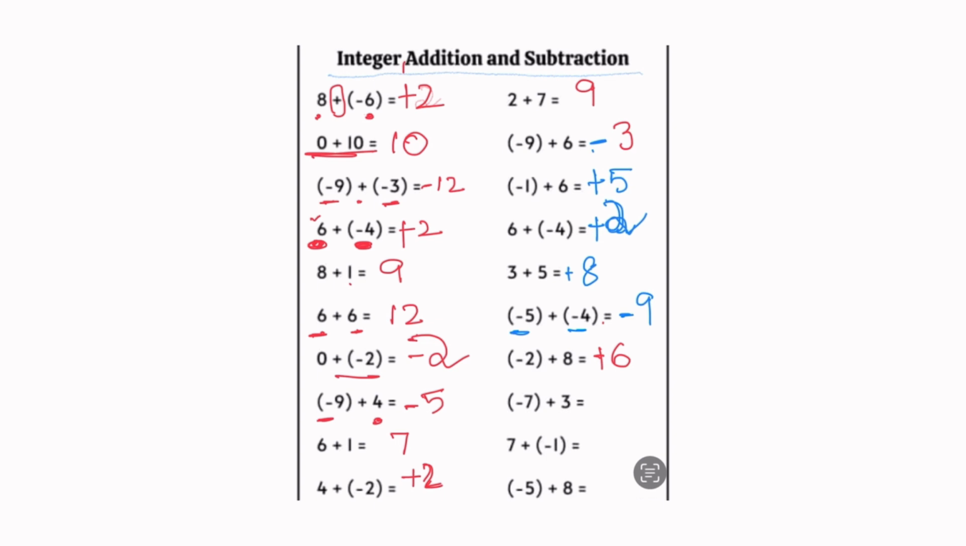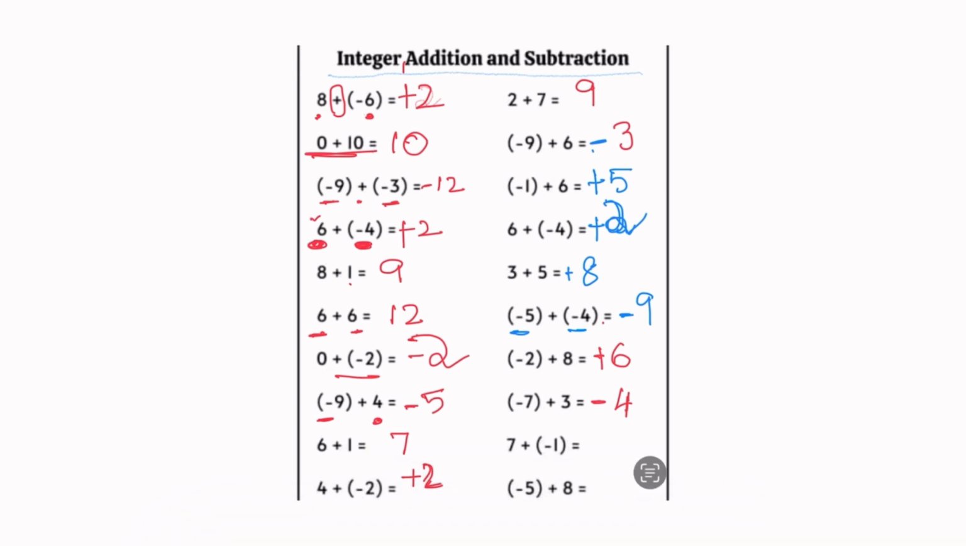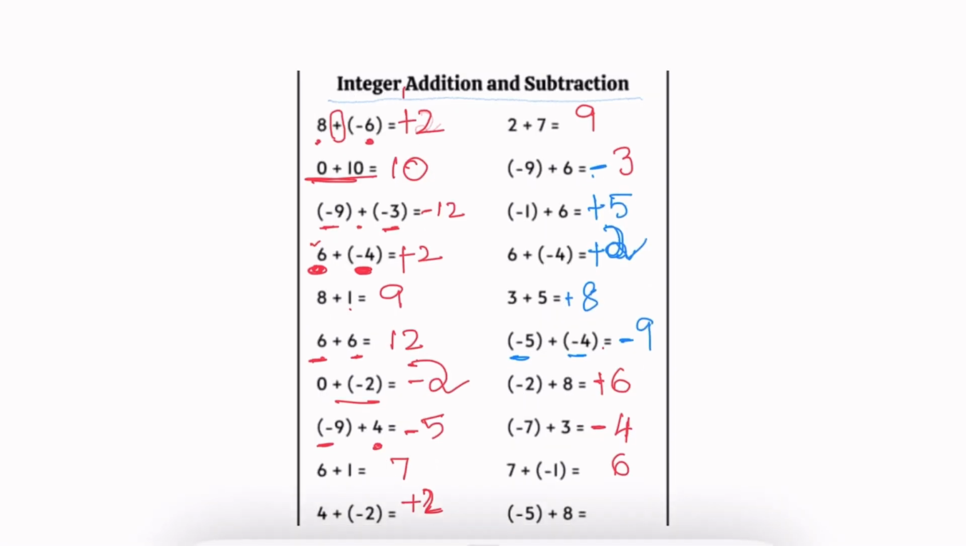So it is minus 7 plus 3. Again one number positive, one number negative. I do the subtraction. 7 minus 3 which is 4. And the greater number's sign, greater number is 7 which has a negative sign. It's negative 4. So 7 plus minus 1. Again one positive number and one negative number. I do the subtraction. 7 minus 1 which is 6. And I give the greater number 7's sign, that is plus 6.